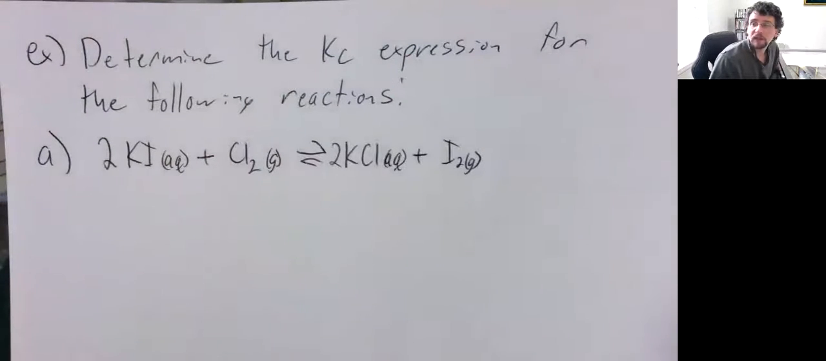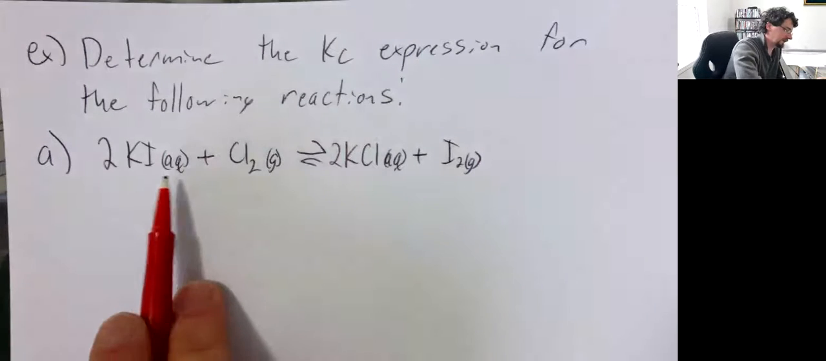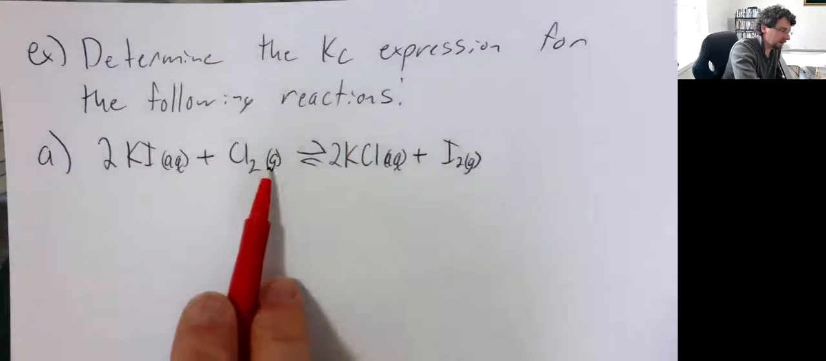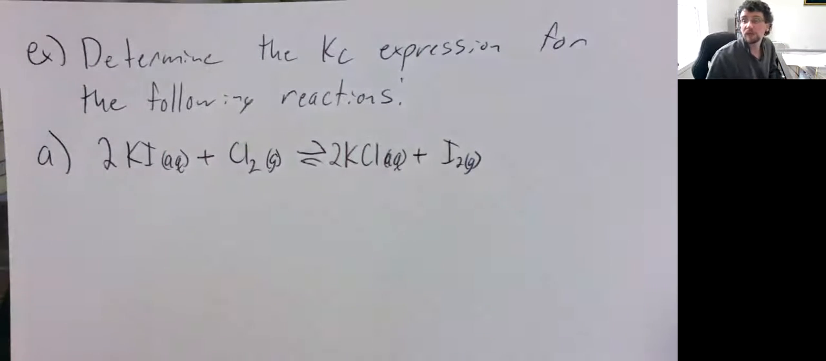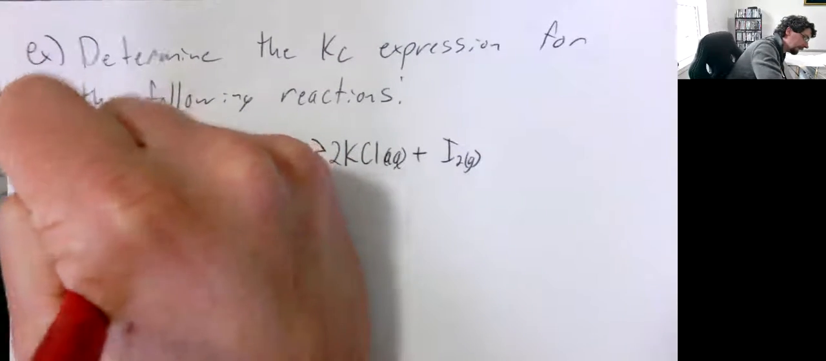So the very first thing that you want to look at is you want to determine what the physical states are. In this case, we have aqueous and we have gaseous species. So that means everything is going to be included in the equilibrium constant. If we saw a liquid or a pure solid, we again exclude those from the equilibrium constant.